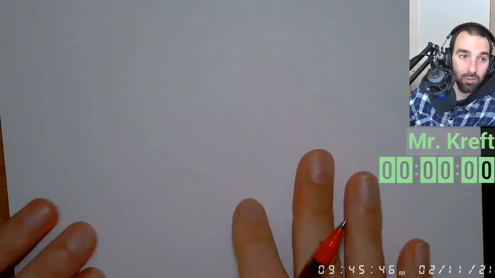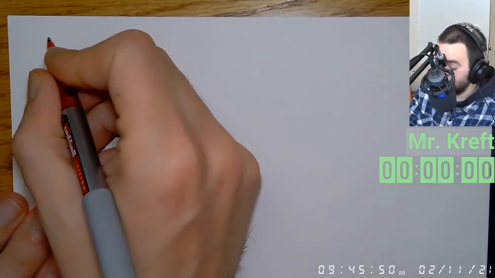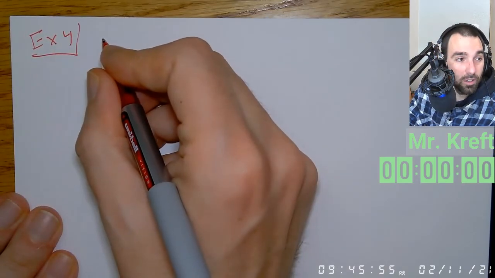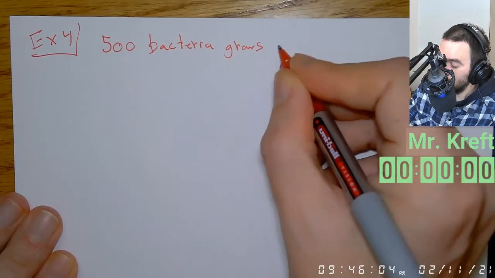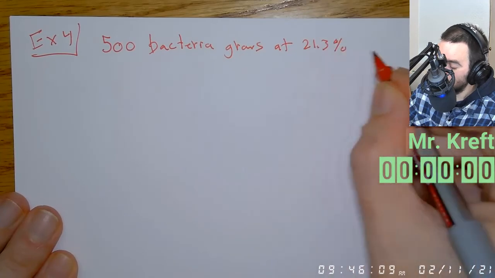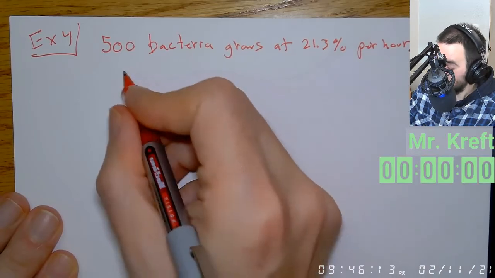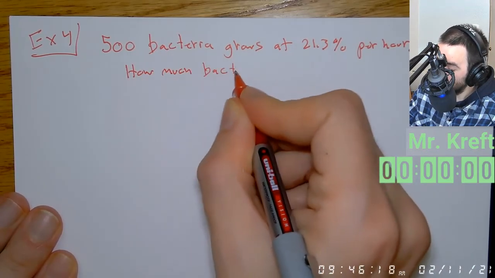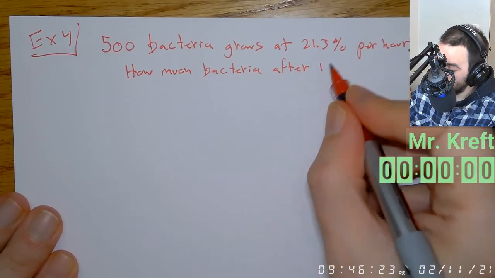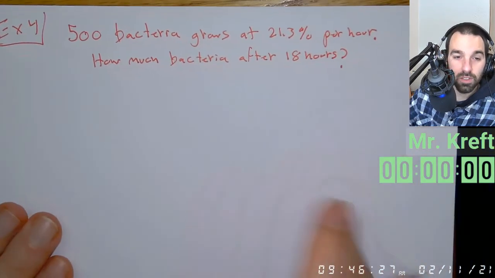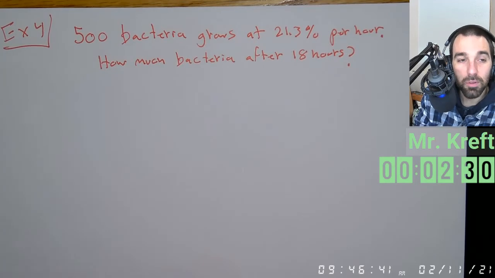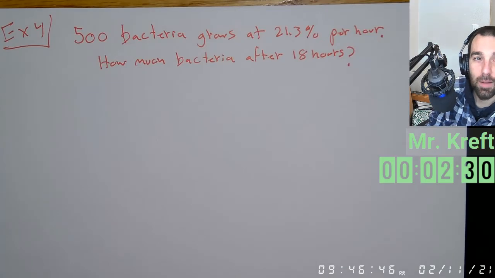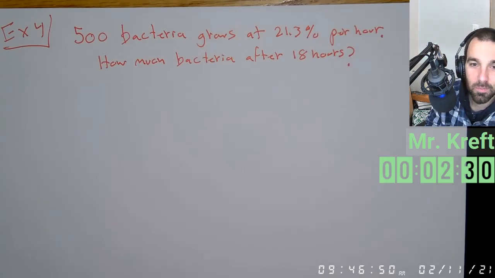One more. Okay, so here's our last one. So let's do another bacteria one. This is example 4. So let's say we have 500 bacteria that grows at, and this is going to be a different rate, 21.3% per hour. How much bacteria after 18 hours? Okay, let's give that one a try. And we don't have as much time, so I'm going to cut the time off just a little bit. So I'm going to go 2 minutes, 30 seconds. Okay. All right, so you have 500 bacteria. It grows at 21.3% per hour. How much bacteria after 18 hours? Let's give it a shot.